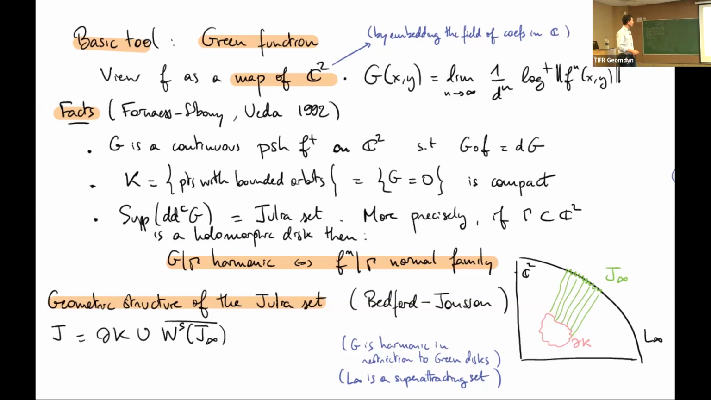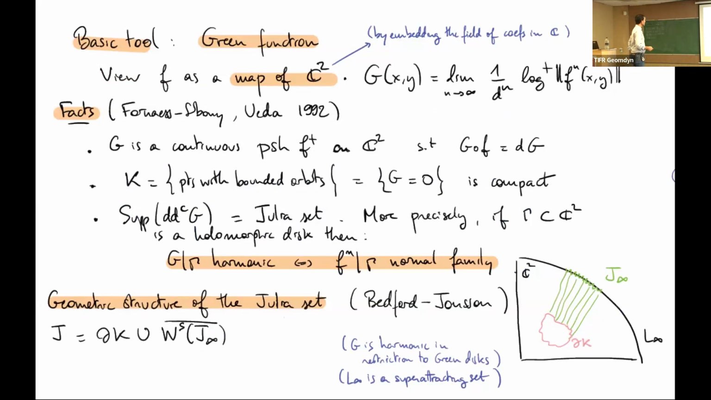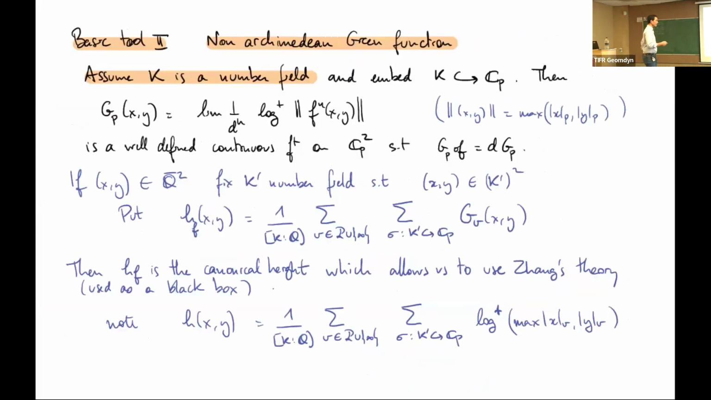Notice that along one of these green curves, the dynamics is of Fatou type. So you are Julia transverse to the curve and Fatou inside the curve. So the green function is harmonic along the green curves. Okay, so that was the first tool, and we also need the same tool now over non-Archimedean fields.